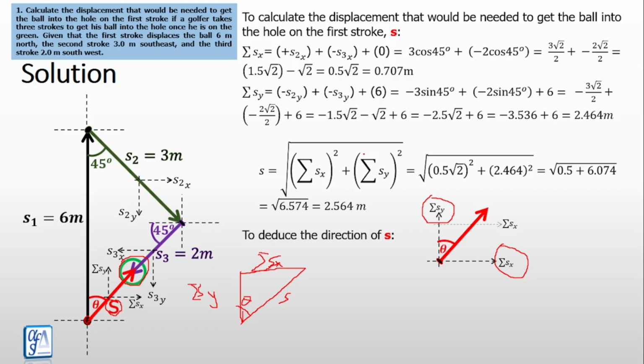Okay, so what is summation s of x? 0.707, okay, which is same thing as 0.5 root 2, all squared, plus, okay, there's 2.464, all squared. So solving this, we have a final answer for s to be 2.564 meters.